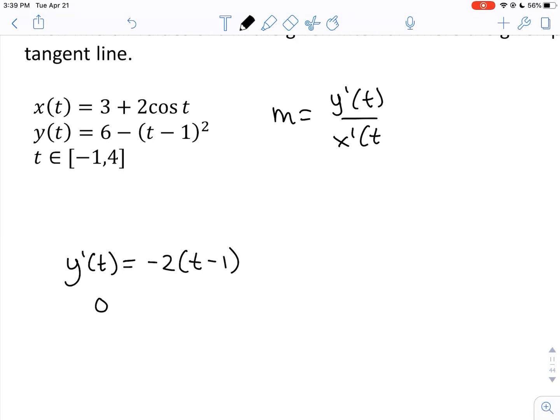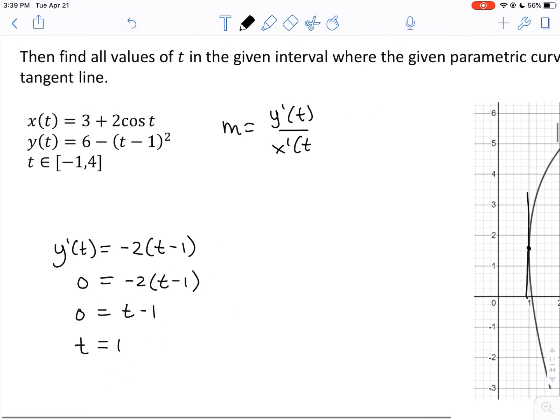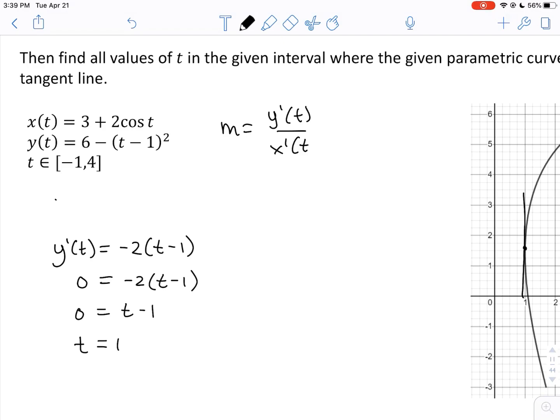We set this equal to 0 and we solve for t. You can divide by the -2, that doesn't matter. And we confirm that when t is 1, y prime will be 0. And so this is the time where we're going to have a horizontal tangent.